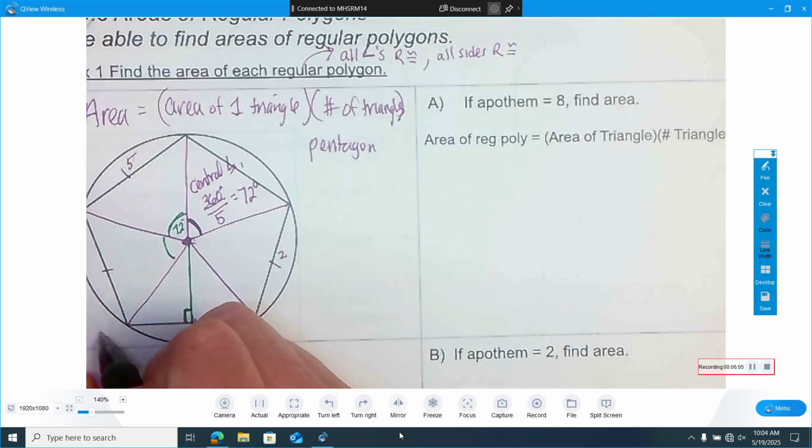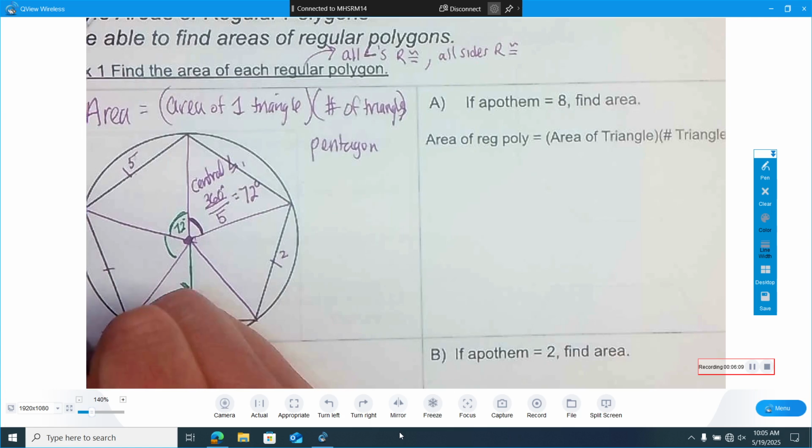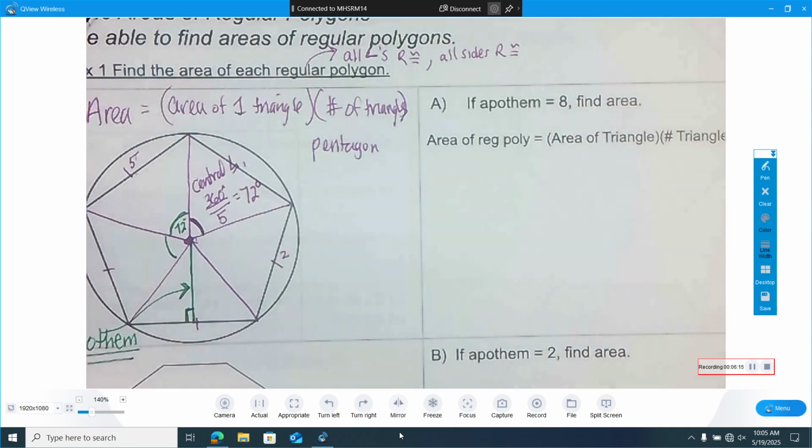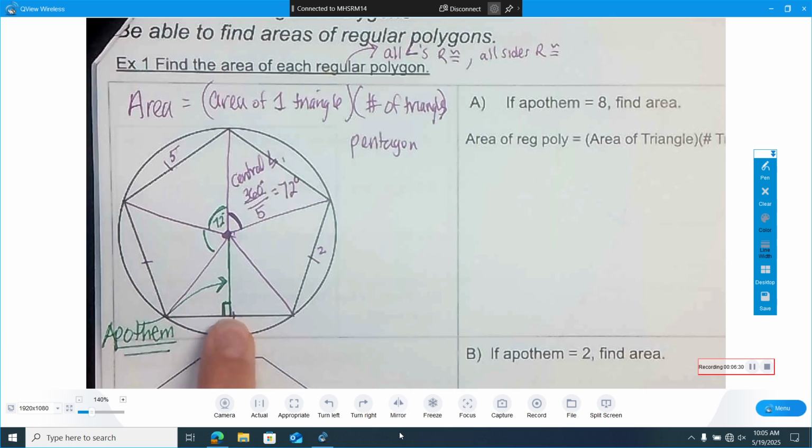This line that I just drew, that altitude, has a special name called the apothem, A-P-O-T-H-E-M. That is an apothem. It starts with an A, sorry. The apothem goes from the center of the polygon to the middle of that bottom side of your pentagon, okay? So it's always perpendicular to that side.